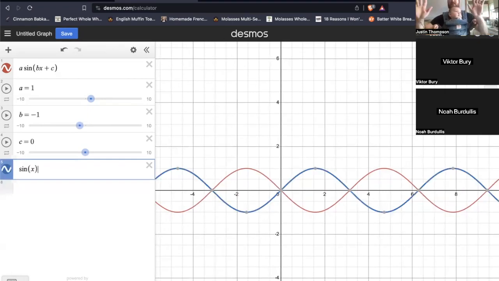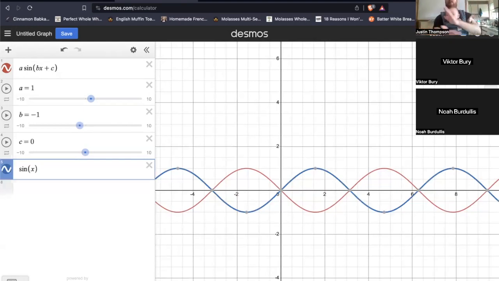We've reflected it around the origin. I'm sorry, around the y-axis, right? And so that is what multiplying the input of a function by a negative number does.